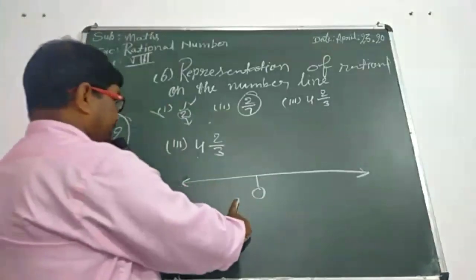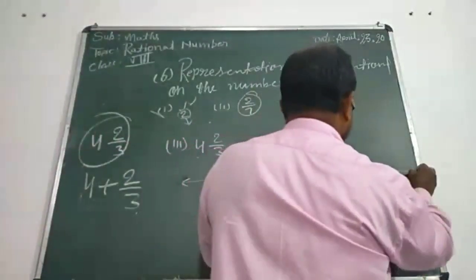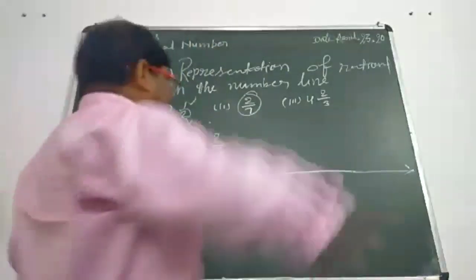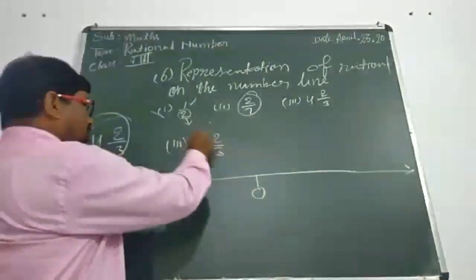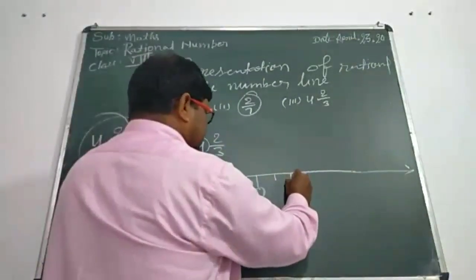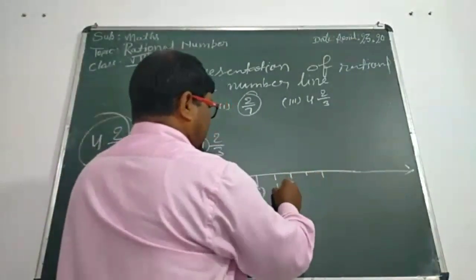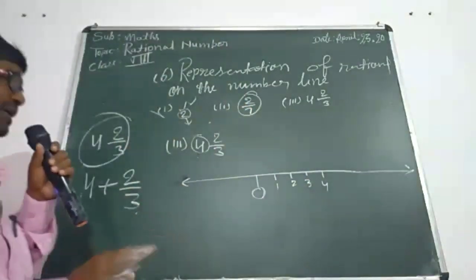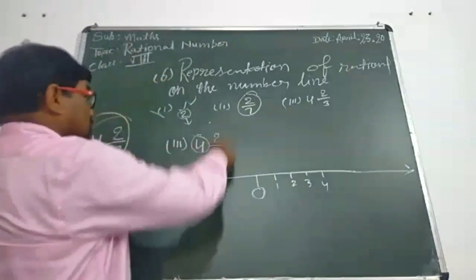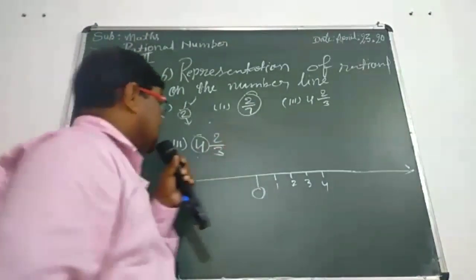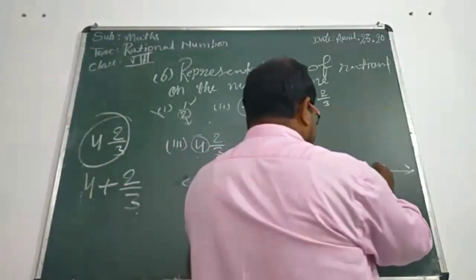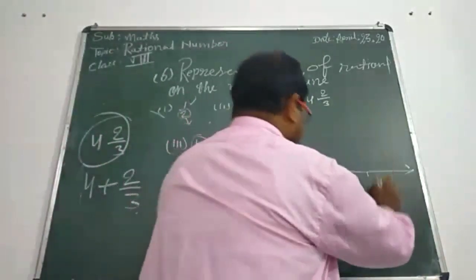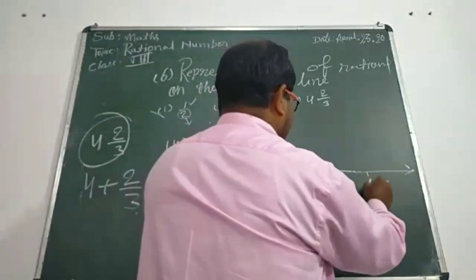This is 0. First, you should mind the number. Enlarge the number line in that direction. 4 is the whole number. 1, 2, 3, 4. 4 completely. 4 is the whole number. No problem at all. Now 2 upon 3. Numerator is 2. So 1, 2. It means 1, 2 parts. So this is 5 and that is 6.